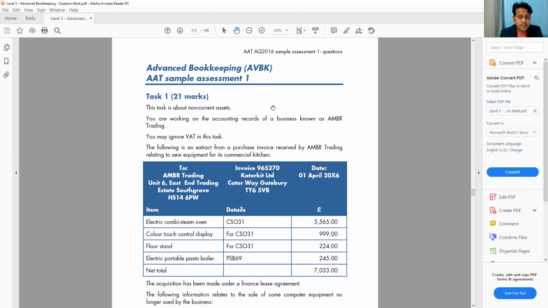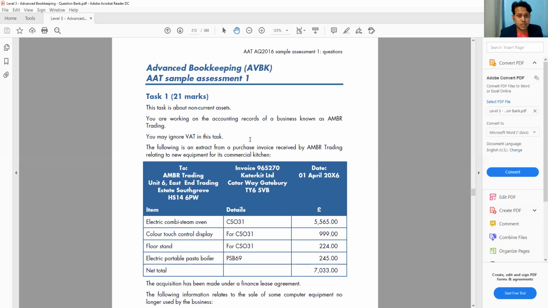But the more you practice, the more comfortable you will make yourself with the exam, and that will help you to understand the exam format and, of course, your time management. So within your allocated time, how can you complete the exam? So let's talk about our revision. We're going to do one practice question today.